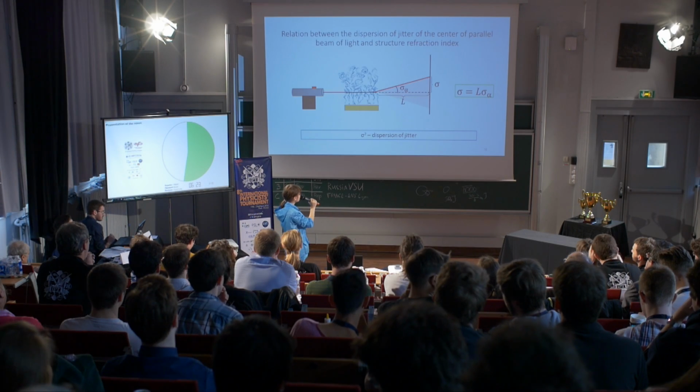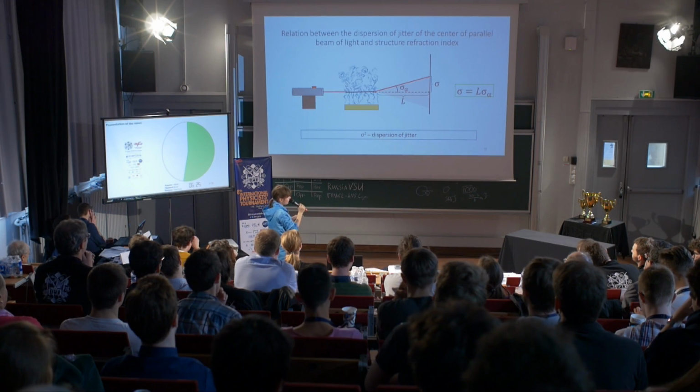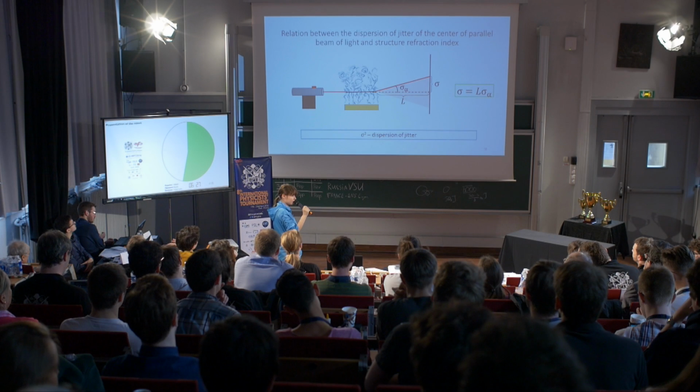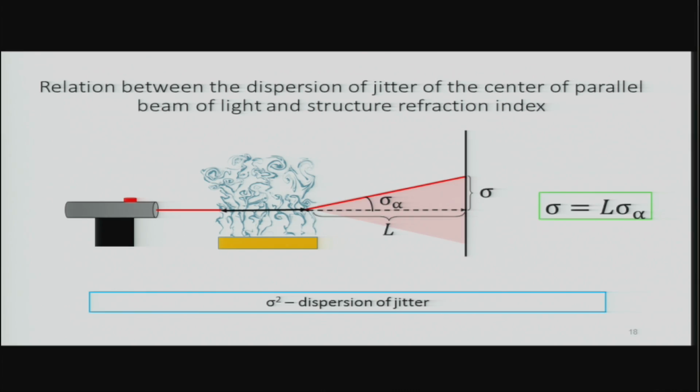So, to get the structure characteristic of the refractive index, we can use the jitter of a ray in the flow. On the picture, you can see that, of course, the ray deflects in the flows, and there is some deflection, some variance of jitter.